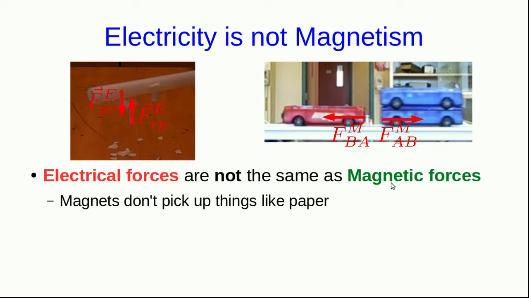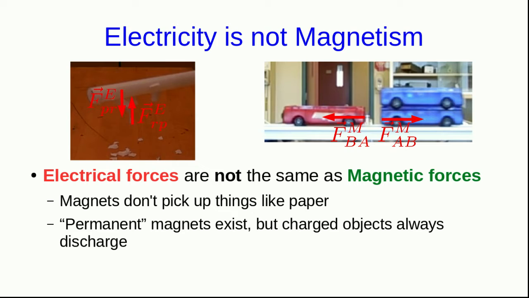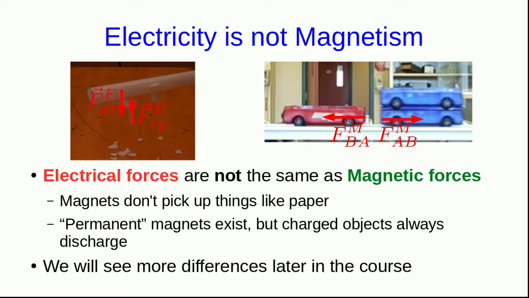So magnets do not pick up light neutral objects like paper. They only pick up very specific things like steel. Also, there is such a thing as a permanent magnet, which will maintain its magnetism for a very, very long time. But charged objects always discharge. So these are just some ways that electrical interactions are different from magnetic interactions. We'll see more differences later in the course when we study magnetic interactions in more detail.